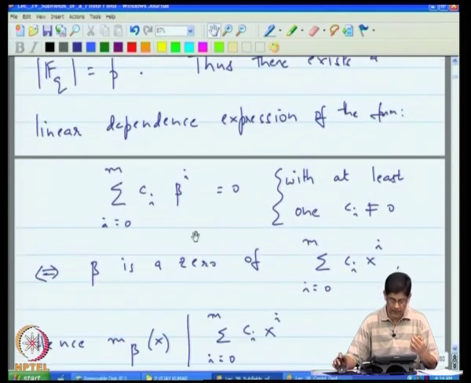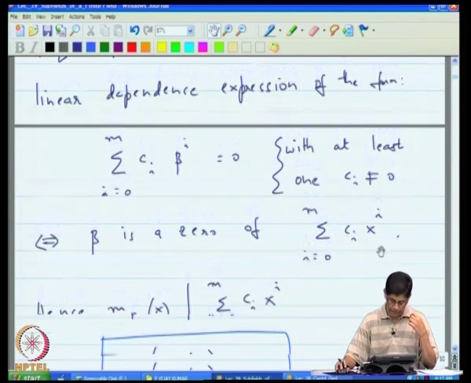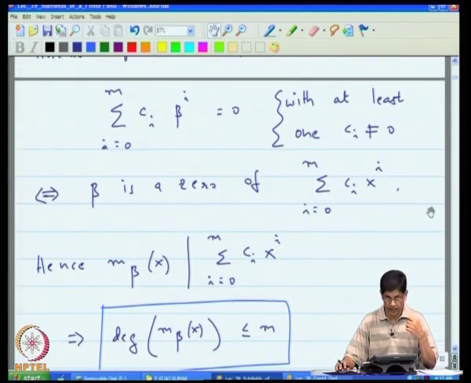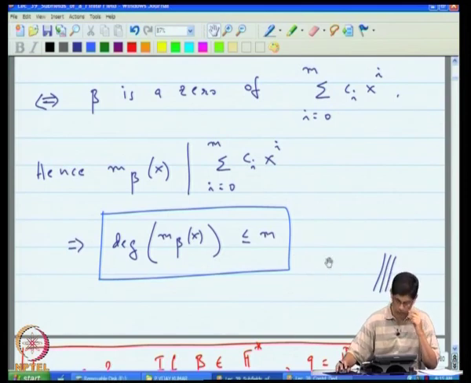Okay. So, let us assume that that particular dependency expression takes on this form, that is the sum c_i beta to the i is 0, with at least one of these coefficients being non-zero. But that is the same thing as saying that beta is a 0 of the polynomial sum c_i x to the i. Okay. So, but then if that is the case, we know that the minimal polynomial divides any polynomial of which beta is a 0. So, in particular the minimal polynomial must divide this polynomial, but this polynomial has degree m. So, the minimal polynomial must have degree less than or equal to m. Okay. So, that is how the proof goes.